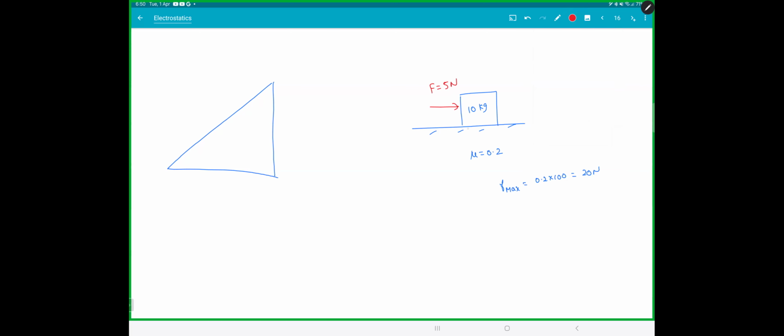Just imagine if this was 20, what would have happened? The block would have gone back, right? I mean, just think about it. I'm pushing forward and it is going backward. Doesn't make sense. So what will be the friction then? Friction also will be 5.